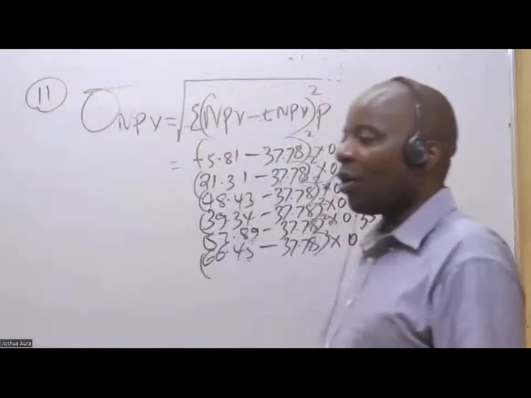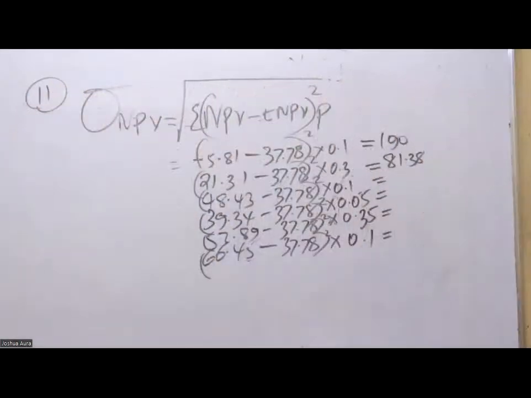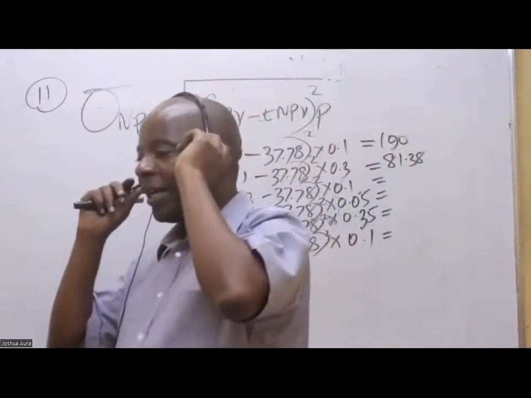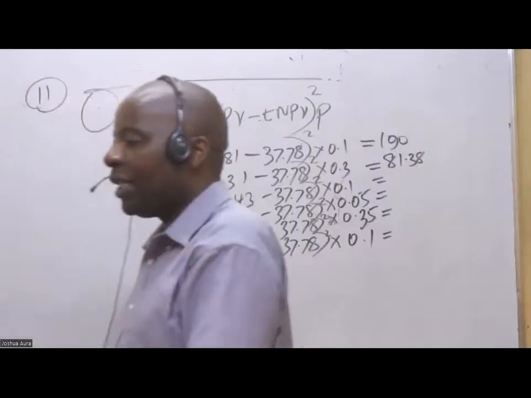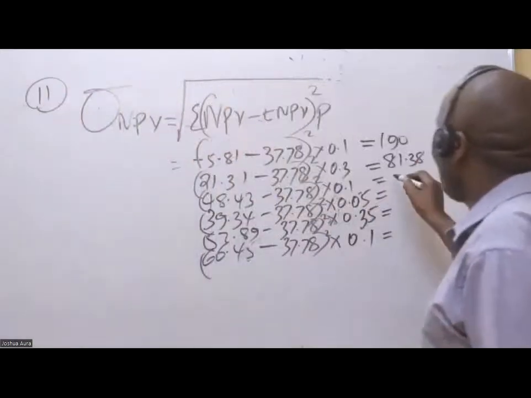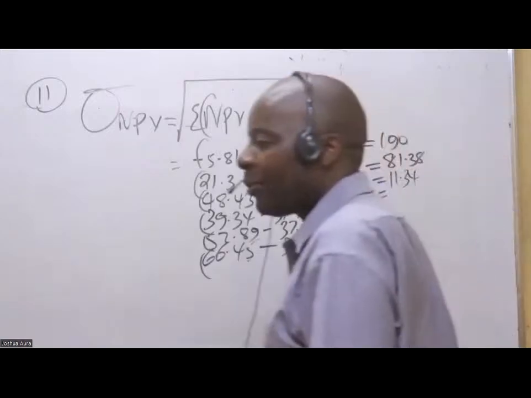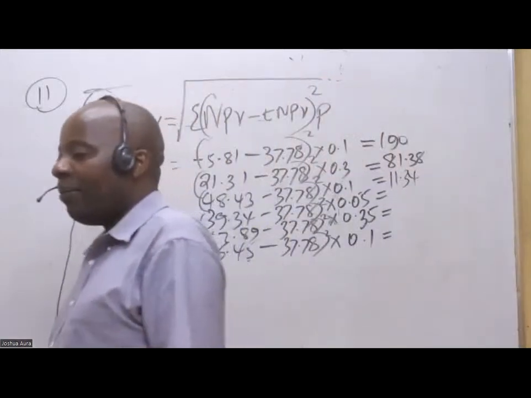Please go to the third one now. Third one, what do we have there? The third one, according to the V, it's 11.34. How about the fourth one?